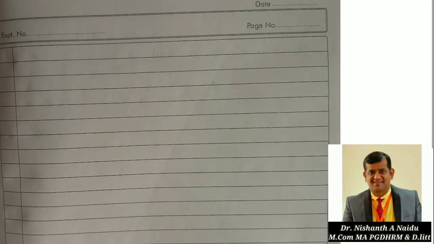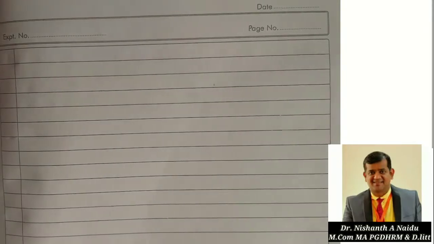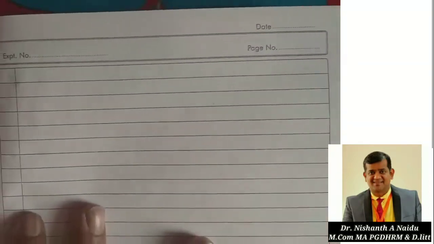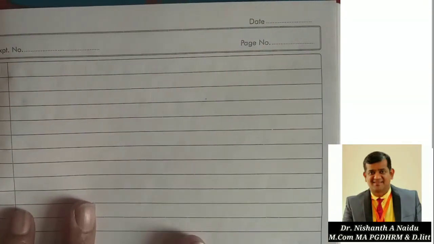Today I am here to start your accounting for holding company accounts. For that we need to learn the steps. Working notes are very, very important in this lesson, so you must understand the working note. Let us understand the working note.